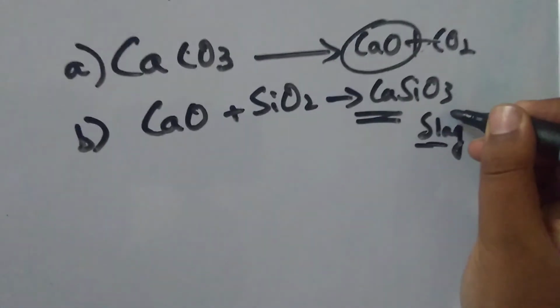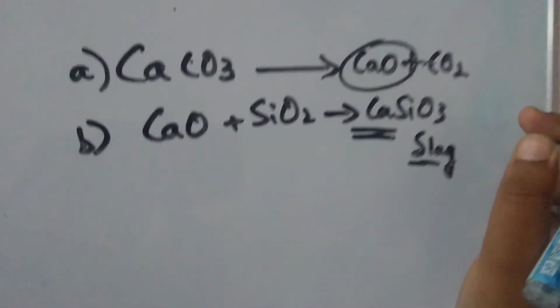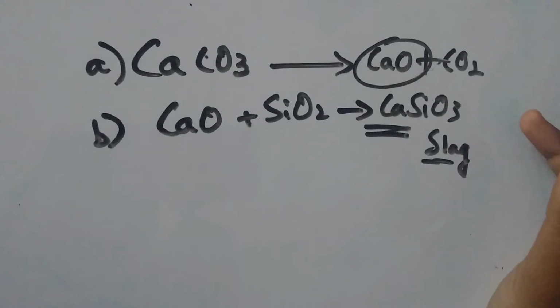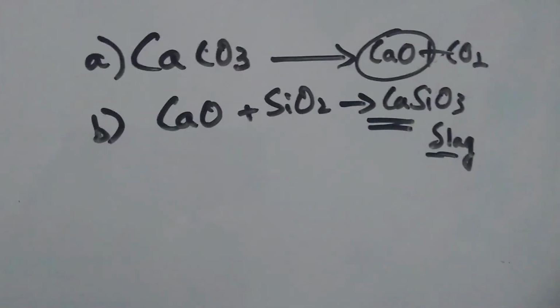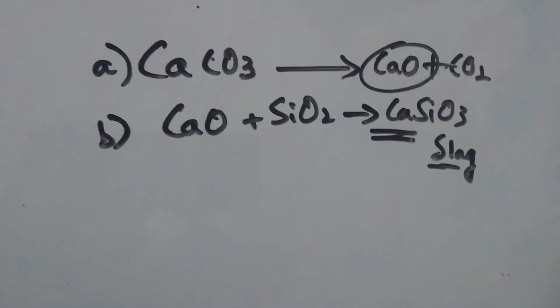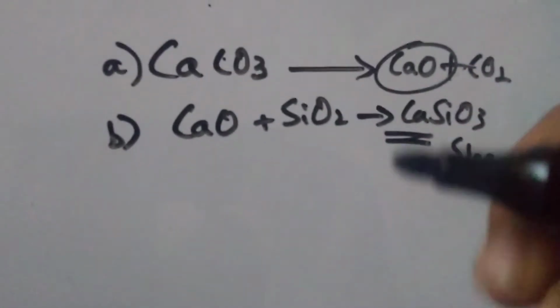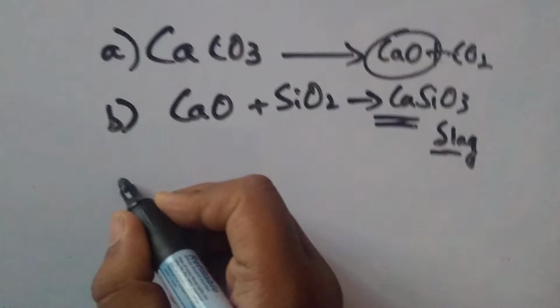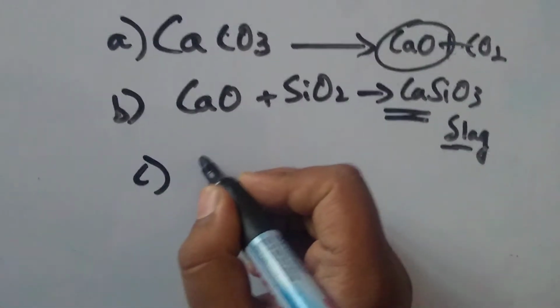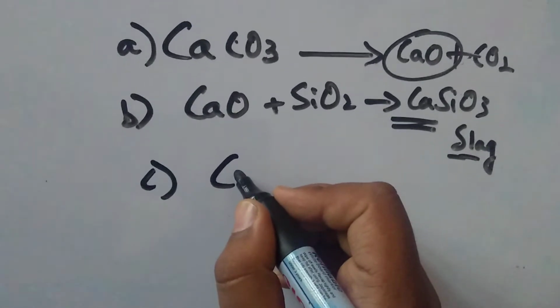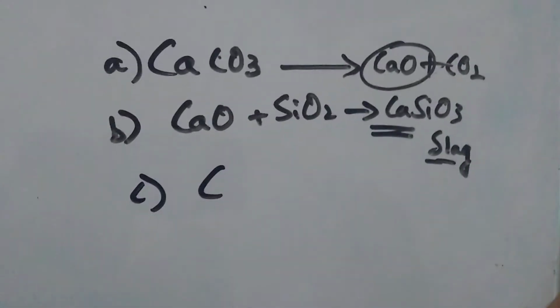Now slag is a waste material in this, but it does not get completely wasted, as this material is used in the preparation of glass. Calcium silicate is used in the preparation of glass, so it can be recycled. And the next stage, coke. Coke oxidizes into carbon monoxide.